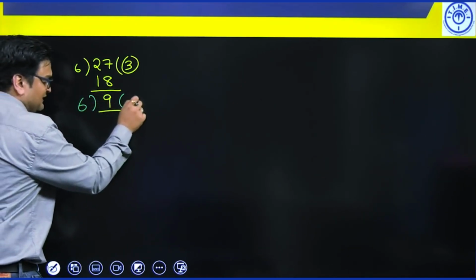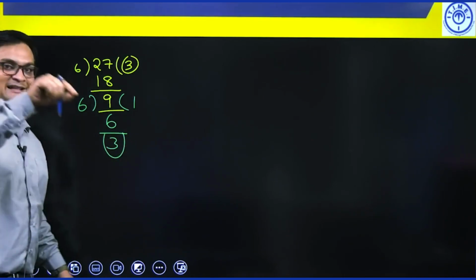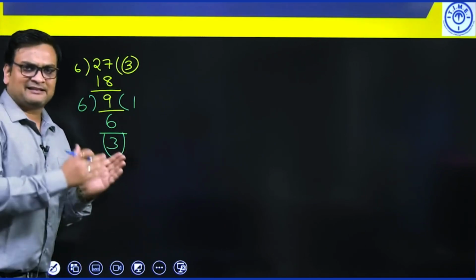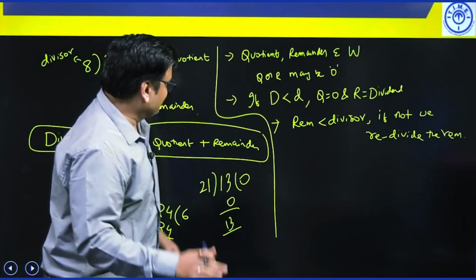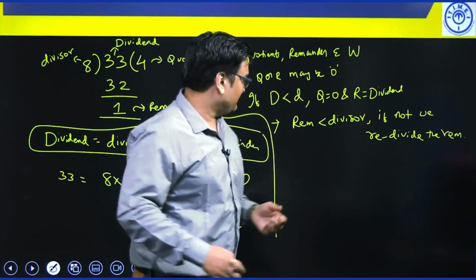So, 9 divided by 6, it will go one time. 6 into 1 is 6. Then I will get the remainder of 3, which will be acceptable now, because it's less than the divisor. So, the point is, remainder must be less than the divisor. If it is not, then you redivide the remainder.